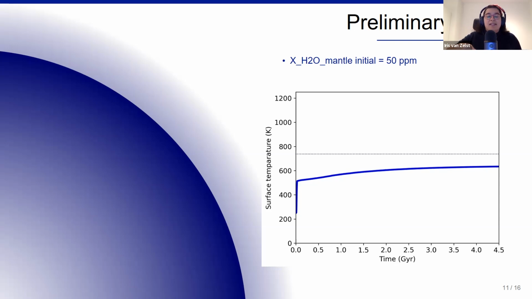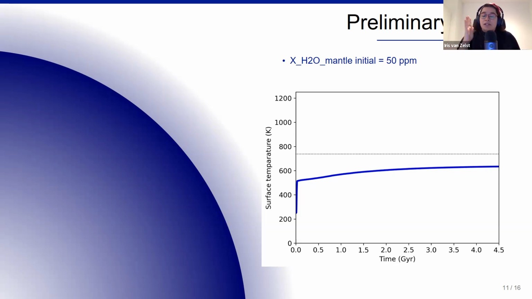So what you can see is in the beginning, our starting surface temperature is 250 Kelvin. And in the first few 10 million years, there's a very steep increase of surface temperature, and then it increases gradually.